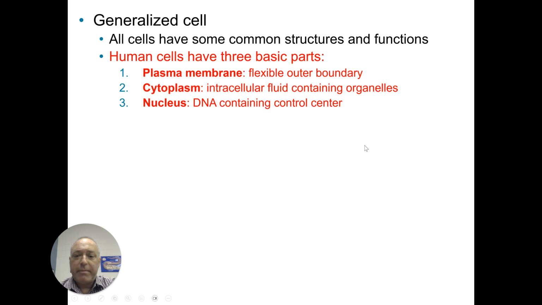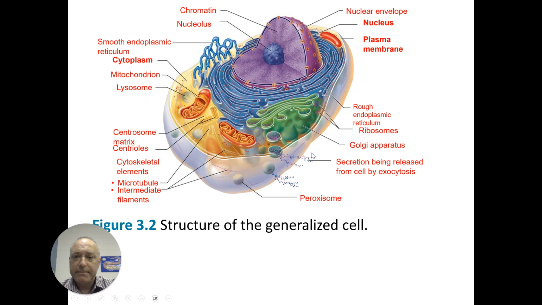and human cells have basically three parts: the plasma membrane, which is the outer flexible covering, the cytoplasm, which is the intracellular fluid, kind of like a jelly, which contains all the organelles, and the nucleus, which contains the DNA and is the control center. So here we have all of the organelles. It's a good idea to put each one of these on a flashcard and just put one or two functions.